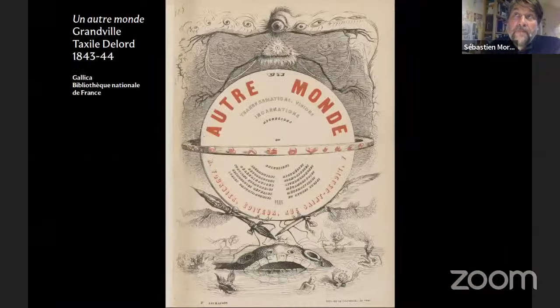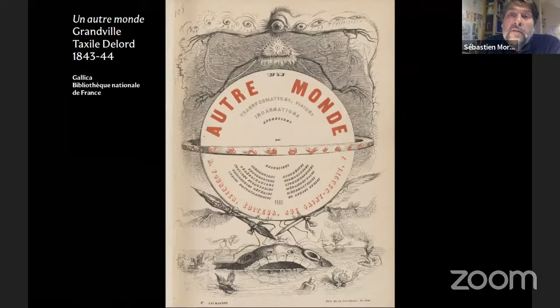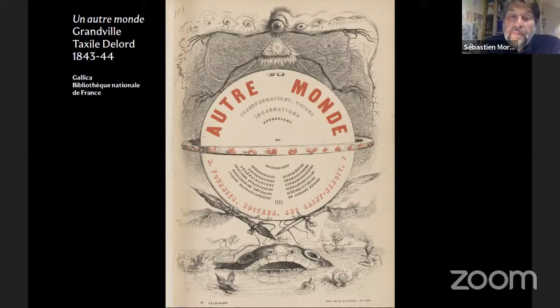And very likely the book that comprises as many typefaces made at the time in France as possible is Un Autre Monde. It's a book by the famous graphic artist Granville with a text by Taxile Delord. So here is the cover of the first part of the book. And it must be said that the book was published by Henri Fournier, and Fournier was trained as a typographer in the 1820s at the Didot printing office. And he became a publisher in the 1830s.